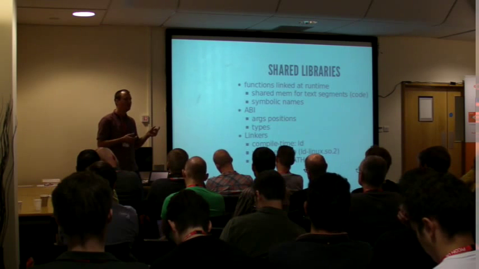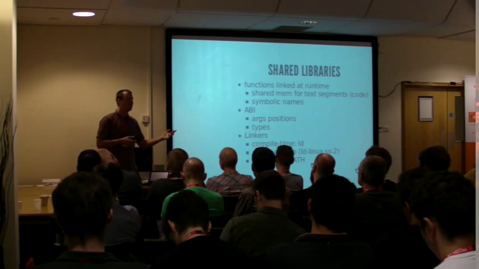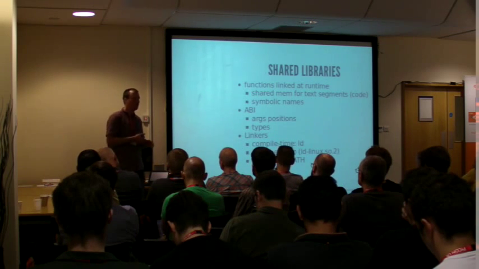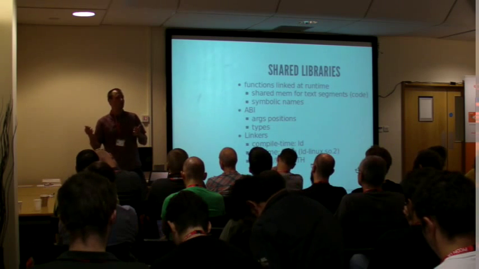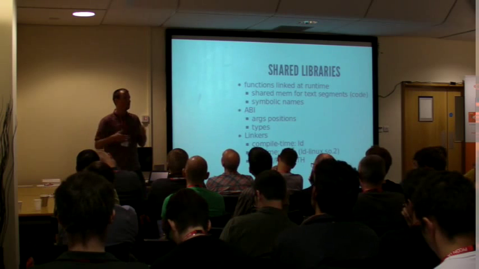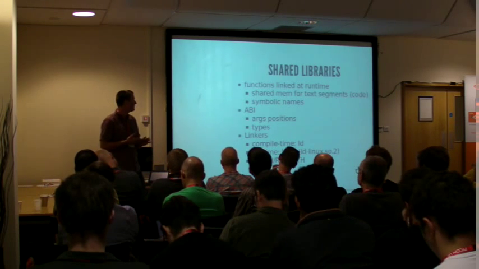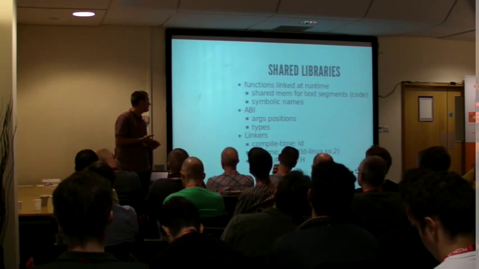So for R path, the linker will look at the path you supply first, looking for the library. If it's not there, it will look at the standard locations. Run path goes the other way around. It will go and look at standard locations first, and then look at the location you supply. So you can sort of provide a library if it's not available using that sort of feature.